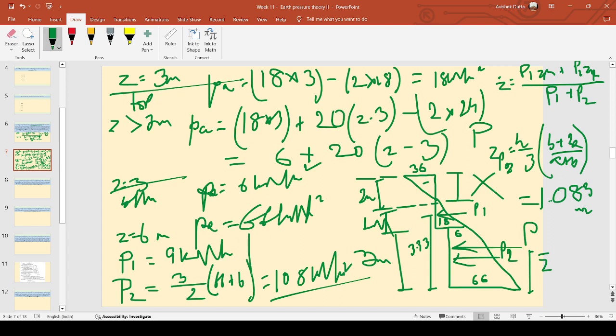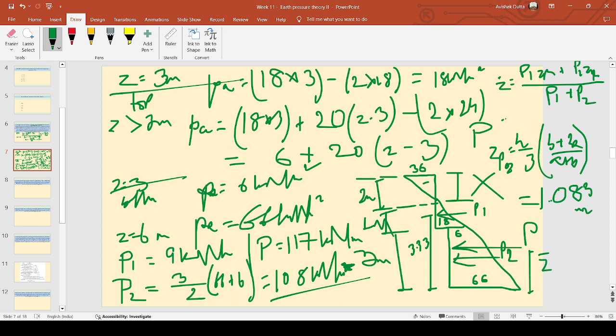In that case, the value of P, the total pressure, will be found as 117 kilonewton per meter square, isn't it? Sir, the unit is kilonewton per meter, sir. Oh, sorry, yes. The unit is not kilonewton per meter square. It is kilonewton per meter, 117, because I am finding out the active thrust per meter length of the wall. Thank you. Okay, so it is not kilometer either, it is kilonewton per meter.